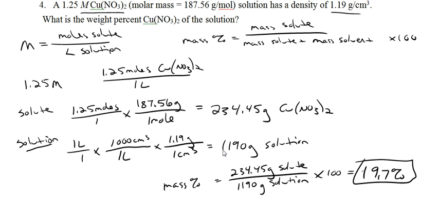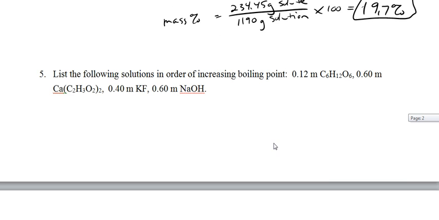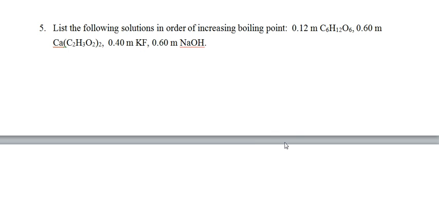I'm going to try to continue with the next problem while we're here. The next one is just arranging based upon freezing point or boiling point. So we have 4 solutions. We have 0.12 molal sugar solution, 0.6 molal calcium acetate solution, 0.4 molal potassium fluoride solution, and 0.6 molal sodium hydroxide solution. So it asks us to arrange from lowest to highest boiling point, so we don't have to actually calculate it. So we'll put our lowest boiling point here, and we'll put our highest boiling point here.